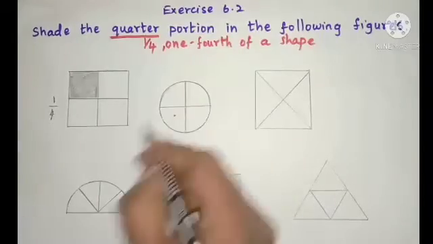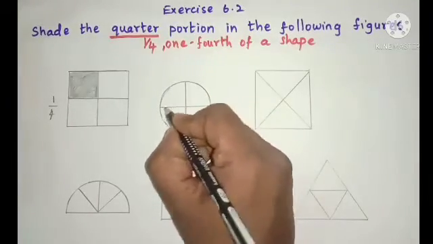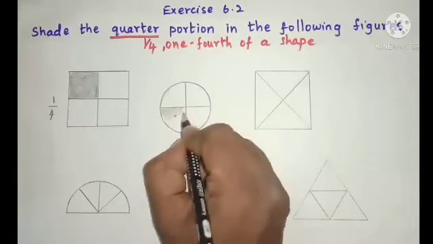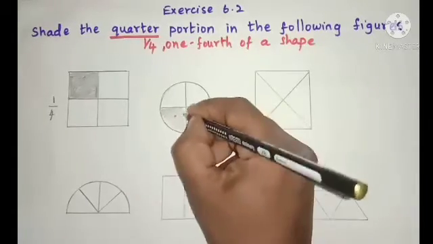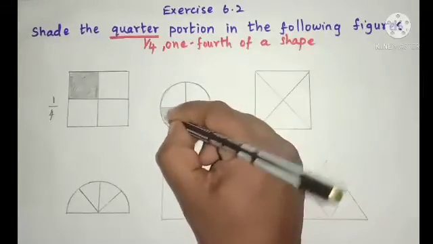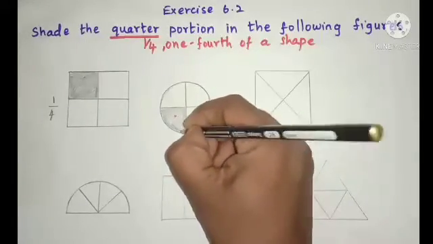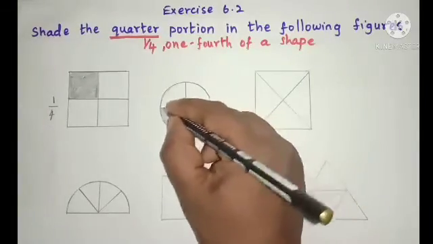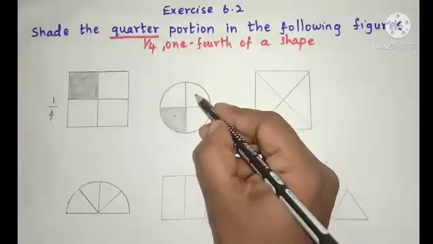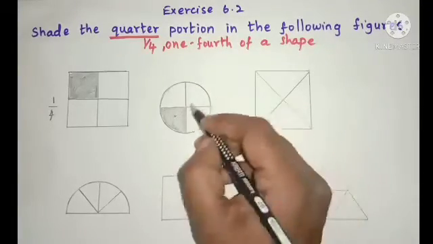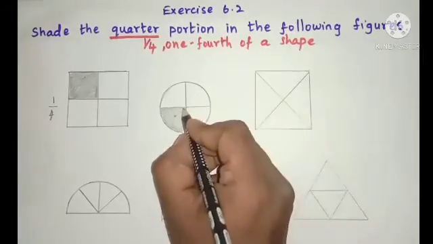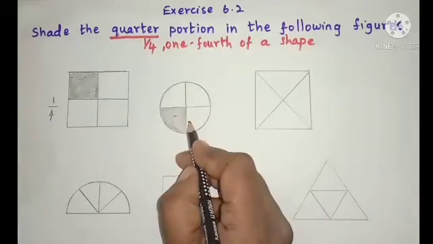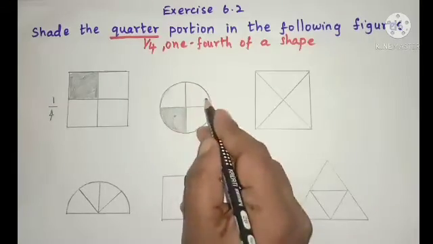And here in the circle, let us shade one part. Now we can shade any one of the equal parts. Here, here, here, here. Any part we can shade. But you need to shade only one part, because it represents the quarter portion of a complete circle.